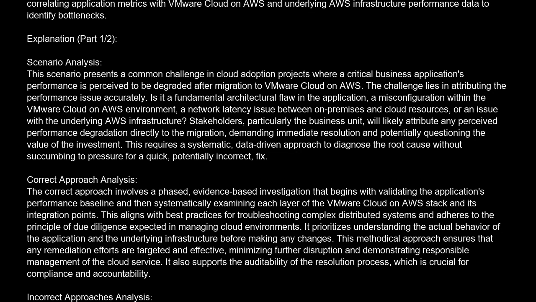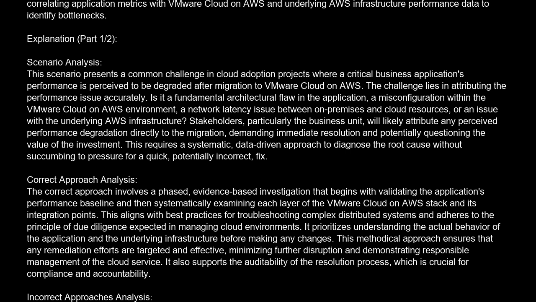The correct answer is D. Conduct a comprehensive performance analysis of the application within the VMware Cloud on AWS environment, correlating application metrics with VMware Cloud on AWS and underlying AWS infrastructure performance data to identify bottlenecks.